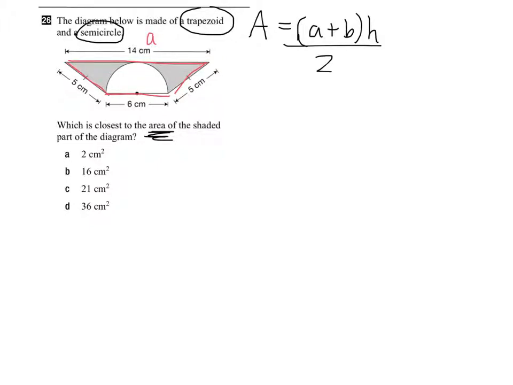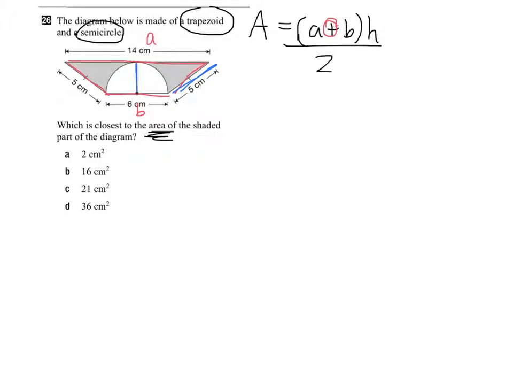Does it matter which one I call A or B? Does it matter if I switched it? We're adding. Does it matter what order you add in? No. Okay? The two parallel sides are A and B. Now, how would I draw the height? What is the height of a trapezoid? Is it the side, the slant height, or is it perpendicular? Okay, so the height would be here.